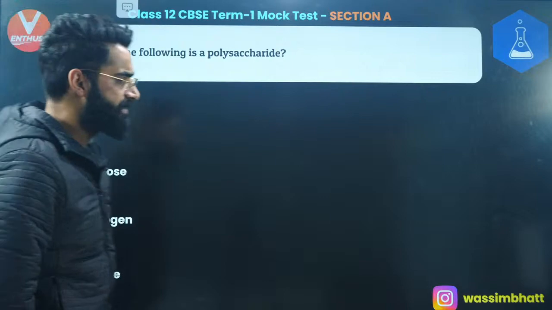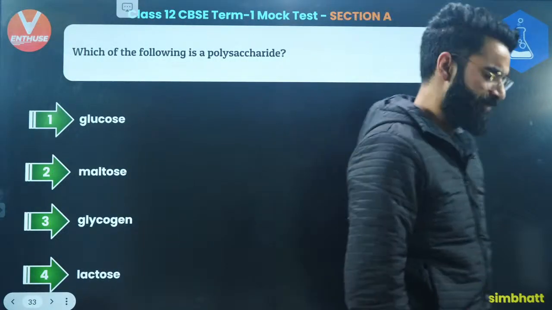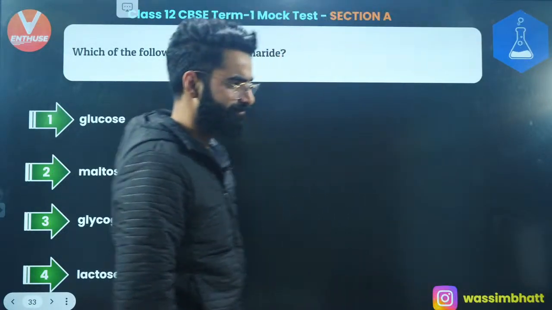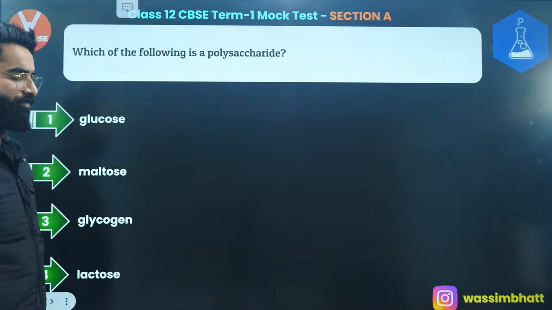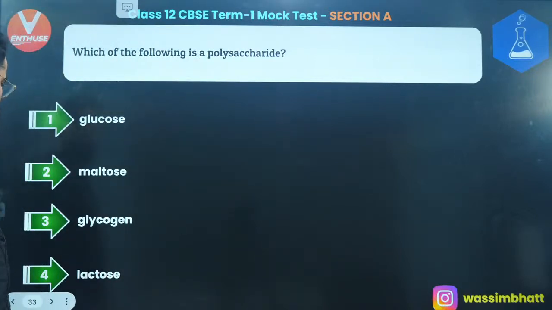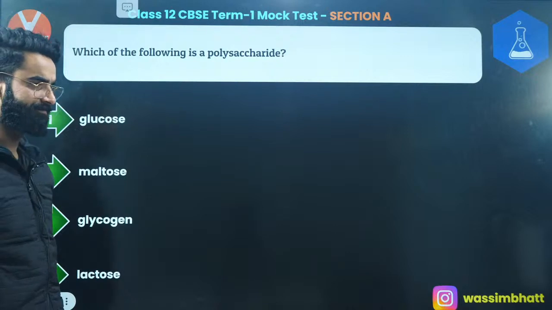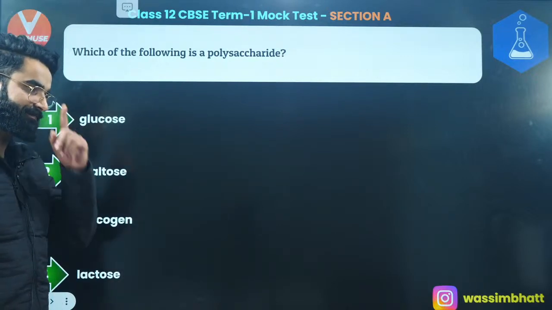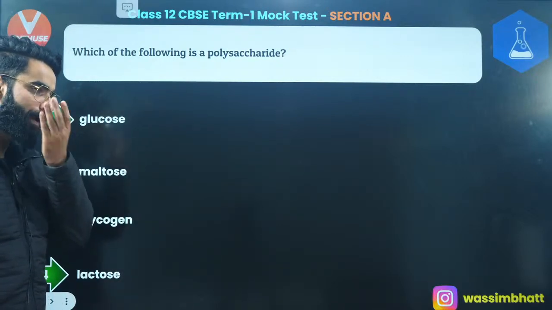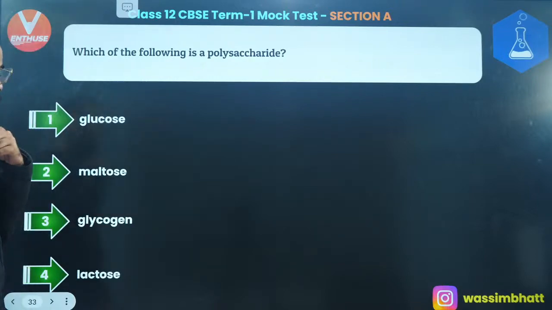Okay, perfect. Moving on to one more. Which of the following is a polysaccharide? What do you think about this one? Every one of you would be knowing this, I'm sure. Is it glucose, maltose, glycogen, lactose? Well, I got the answer. Yes, absolutely, you're right. It is basically glycogen, right?